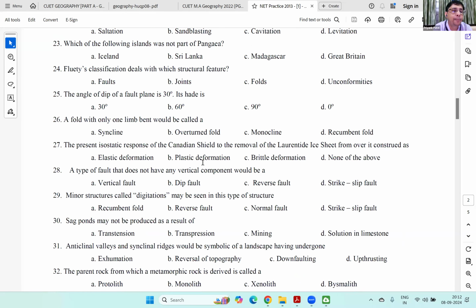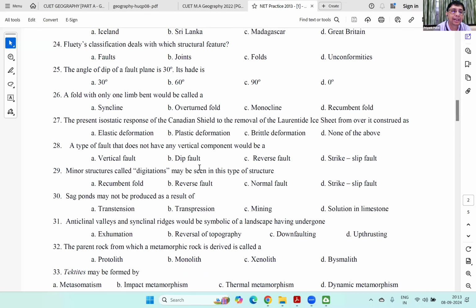Okay. Then the parent rock from which a metamorphic rock is derived, কি বলা হয়? Monolith, xenolith, bismuth, protolith. All right. It is 32A, right? Protolith. Proto means earlier, older. Okay. So protolith.